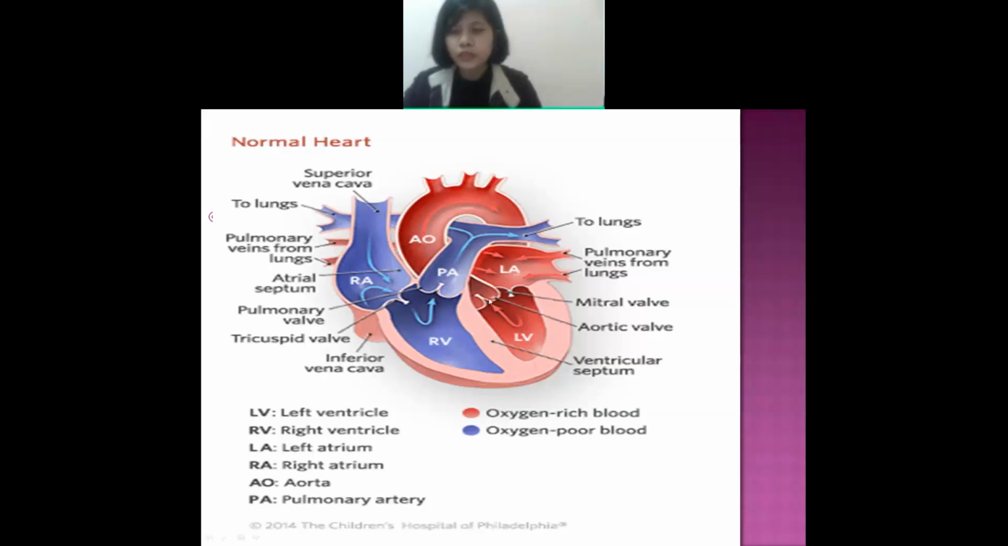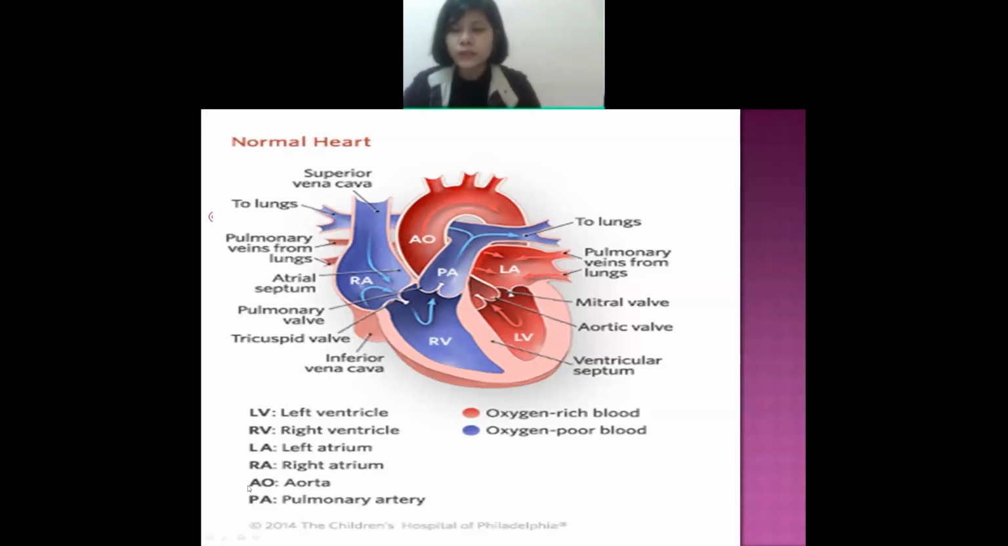Upside. Where? To the aorta. But before going to the aorta, they have to cross the door, isn't it? So what is the name of the door or pathway? Aortic valve. So as soon as the aortic valve opens, where will it go? It will go to the aorta.